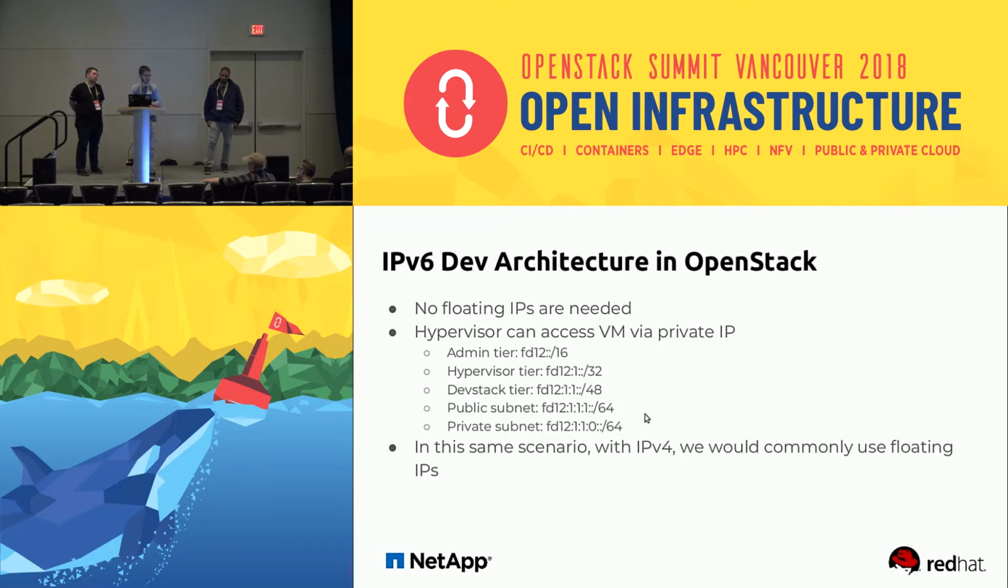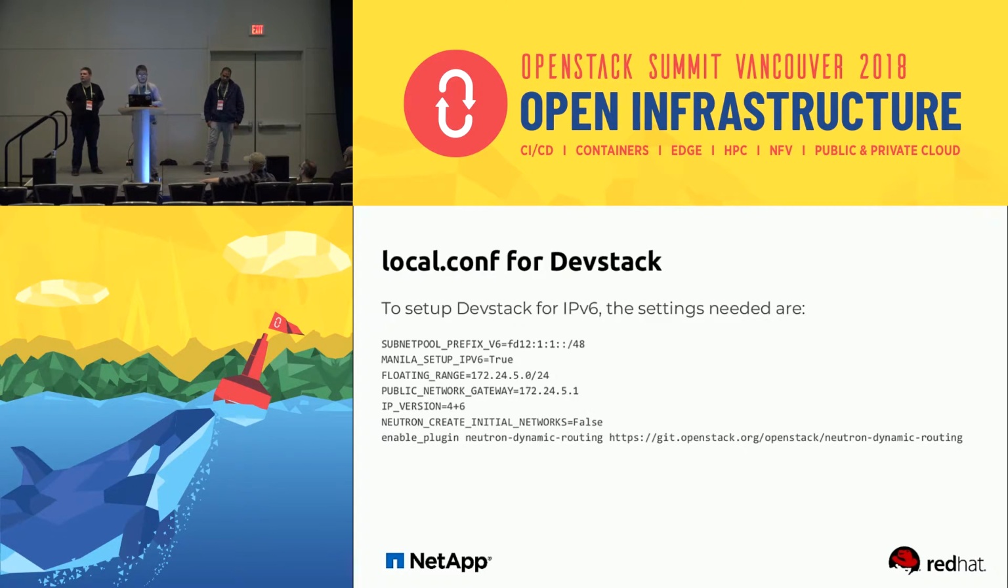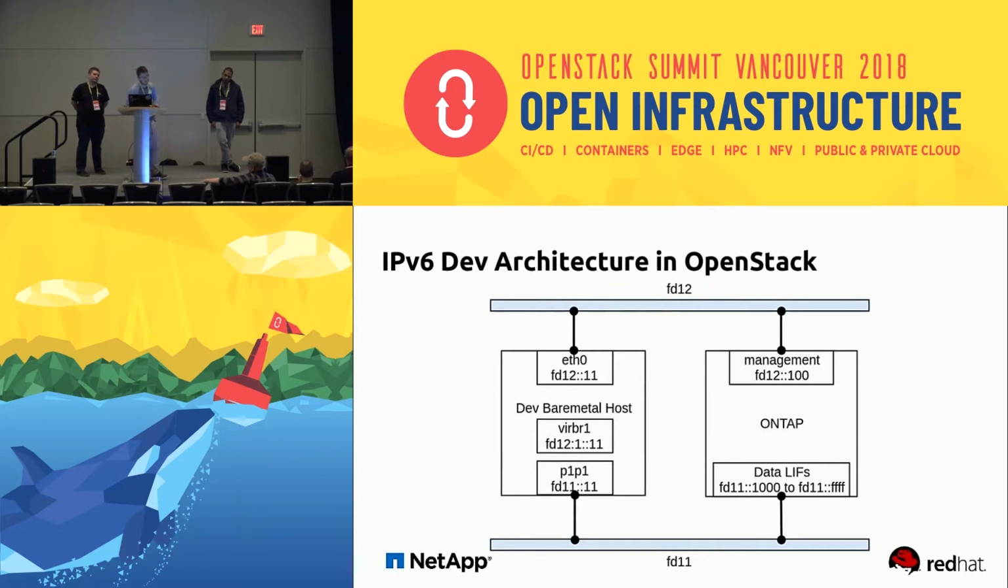And in this same scenario with IPv4, we are not using floating IPs. With IPv4, the most common scenario would be to use floating IPs so that we can get everything communicating from outside of the network. This is the local.conf that we are using, mostly for the recorded session, so that everyone can look at this and get everything working the same way as we do.